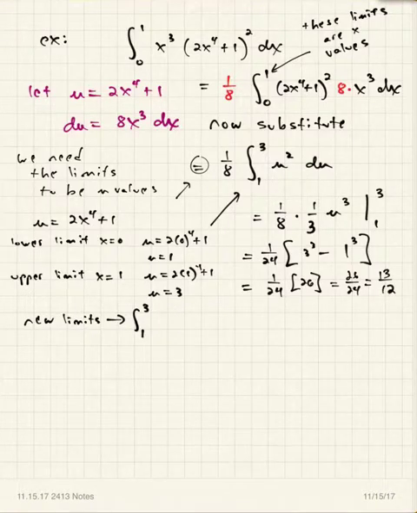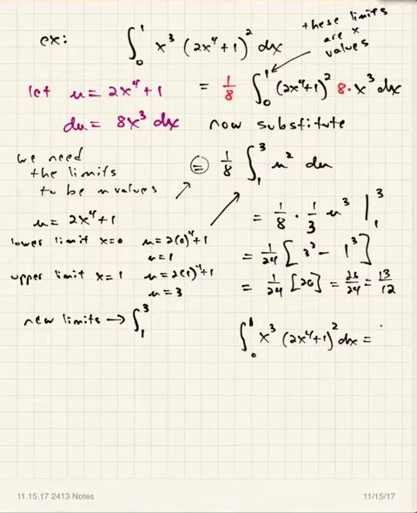And that would be the value of our definite integral, right? The original definite integral is the integral from 0 to 1 of x cubed times 2x to the 4th plus 1 squared dx, and we're getting that the value of this integral is 13/12.